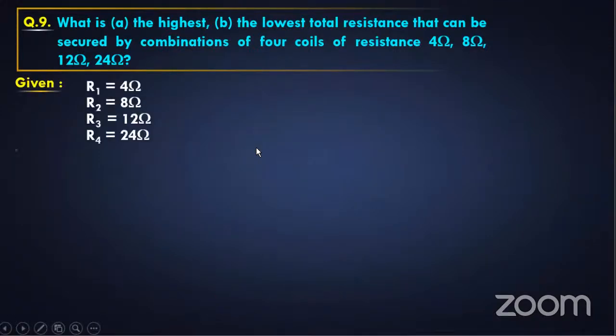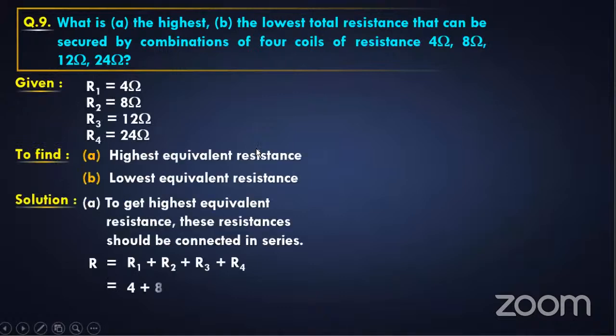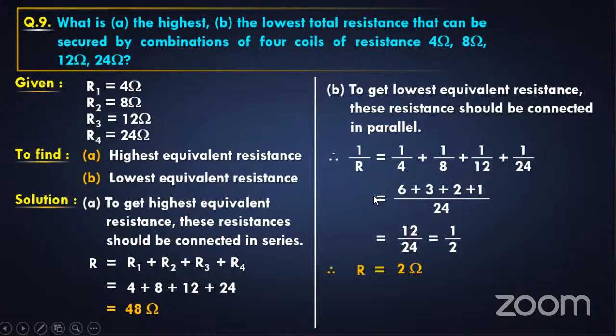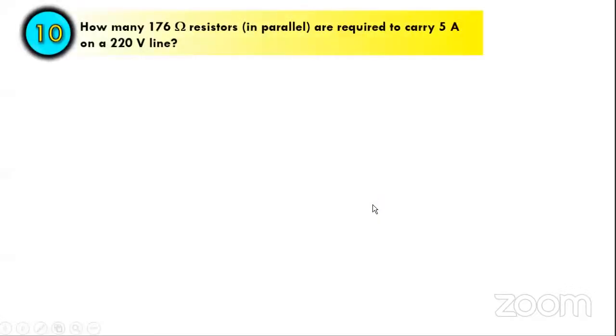Section B. Okay, so 48 ohms in series and 2 ohms in parallel. Is it clear? If you want to do it, you can do it here. How many 176 ohm resistors are required to carry 5 amps on a 220 volt line?